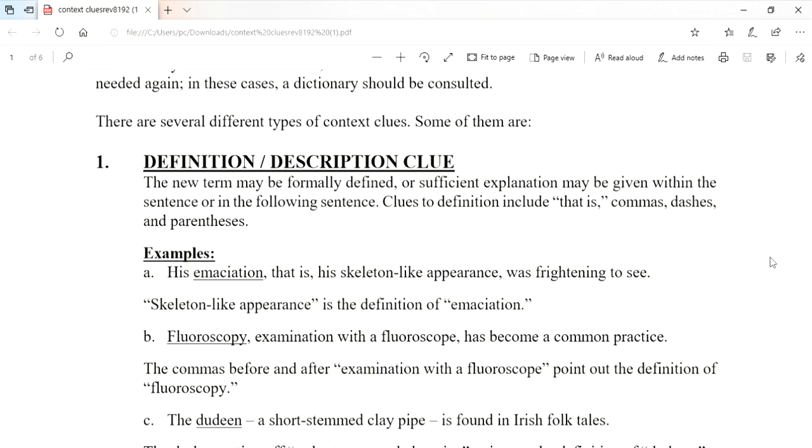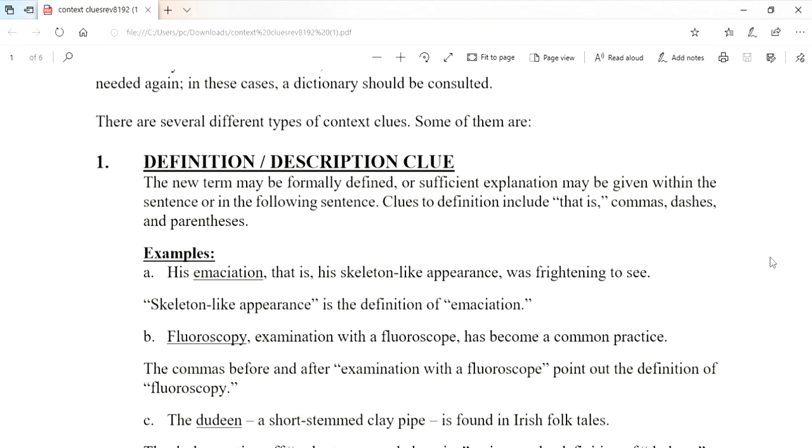Clues to definition include "that is." You may find the person writing or saying "that is," or there will be a comma and then a new word will be brought there. So after the word has been used, a comma will come and then the word will be explained, or there will be a dash and then the word is explained, or you may find the meaning of the word in parentheses. Okay, so that is one of the ways people try to enable you to find the meaning of the word. So we're looking at examples of this in the sentences we have here.